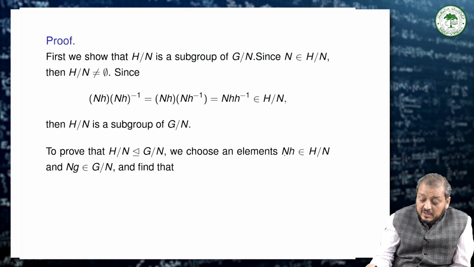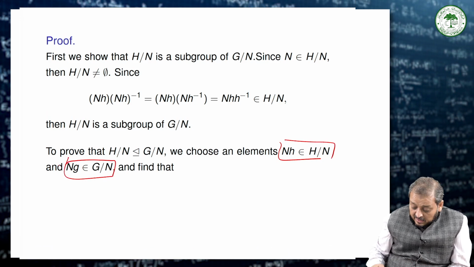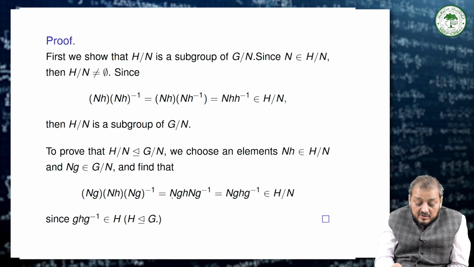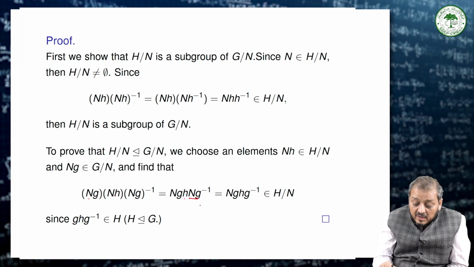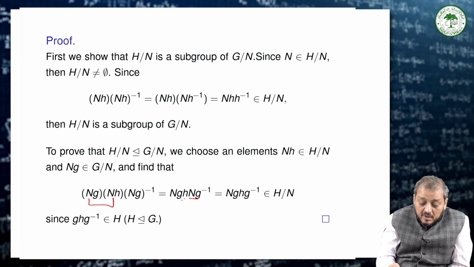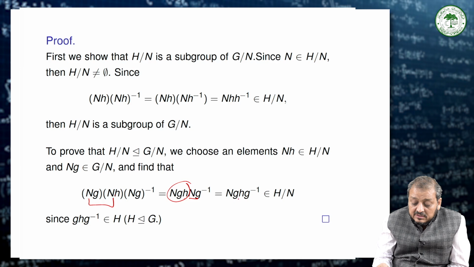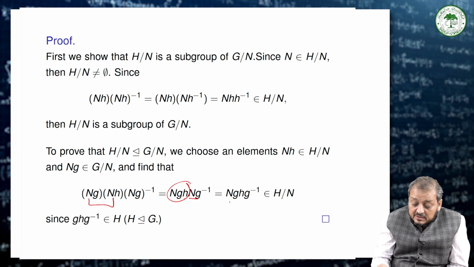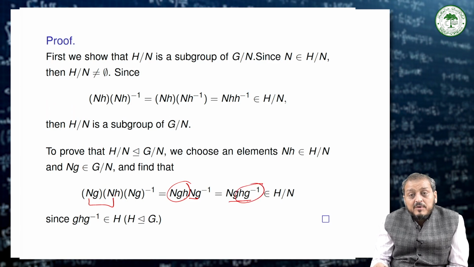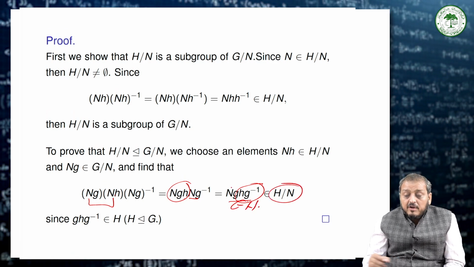So to prove this, we take NH as an element of H by N, and NG as an element of G by N. Then we take NG, NH, NG inverse, and by this property, this is nothing but equal to, first we write it in this form, N of GH, and then NG inverse, which can be written as N of GHG inverse. Now because H is normal, this is an element of H, and so this whole thing is an element of N of H.